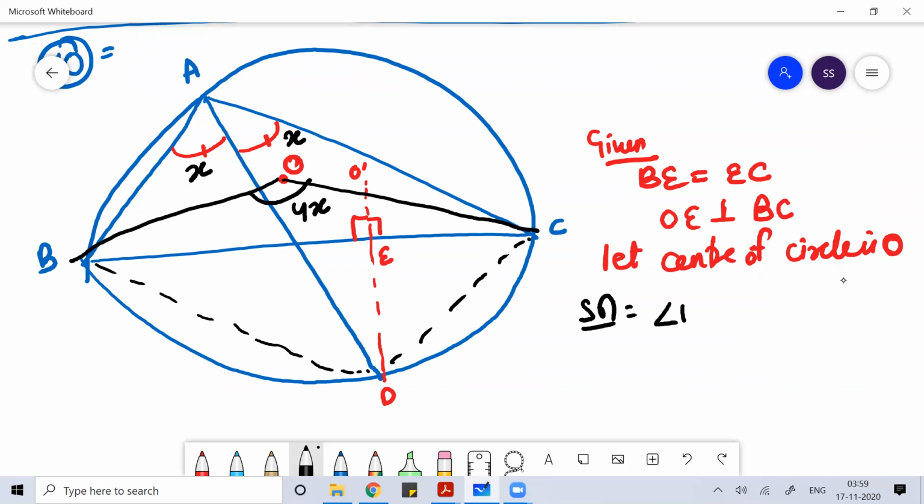Now it is given that angle BAD is equal to angle DAC because AD is the angle bisector. So because it is given, BD will be equal to DC, meaning the arc or chord, whatever you say. So the arc BD will be equal to the arc DC because the angles are equal.